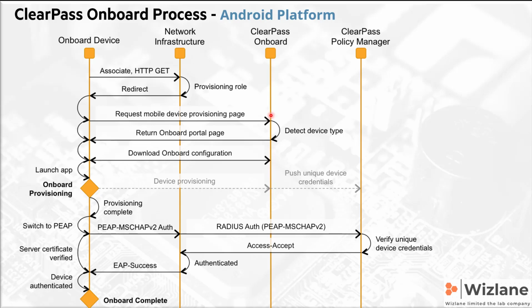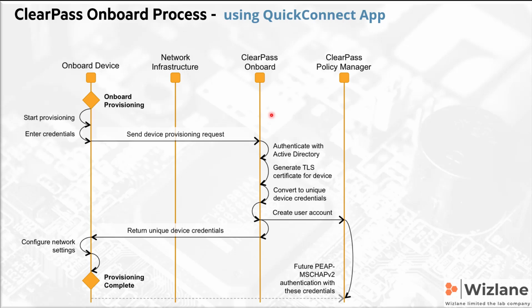Now, in both Android as well as Windows devices, they don't have to pre-install the root certificate that has signed the onboarding root certificate in this case. And what happens? The Quick Connect application itself will take care of that process, and it will take care of disconnecting and reconnecting the device into the onboarding SSID. So that's the Quick Connect app that will be used for both Windows as well as Android-based devices.